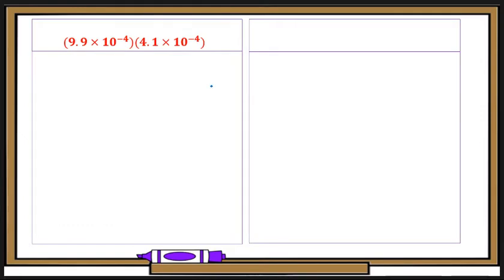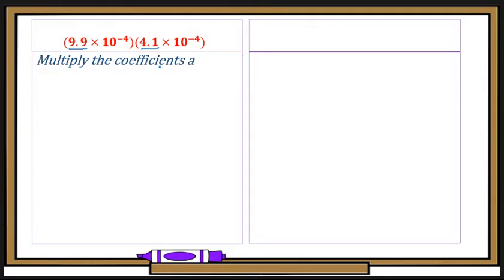If you have 9.9 times 10 raised to the power of negative 4 and 4.1 times 10 raised to the power of negative 4, then you were asked to find its product. So, kunin daw natin yung product nila, multiply tayo. So, just get your calculator and then multiply the coefficients a. What are the coefficients a? We have 9.9 and 4.1.